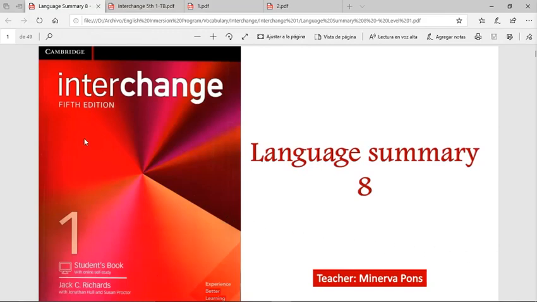Today we're gonna be continuing with the Interchange 5th edition, level 1 book, the red book, and we're gonna be continuing with Unit 8. As always, when we start the unit, we are gonna be checking first the vocabulary that is gonna be used in the book and the topics of the lesson, and then we move on, okay?